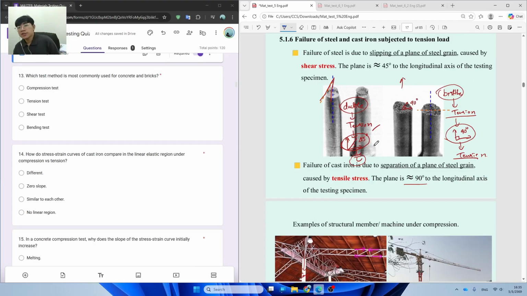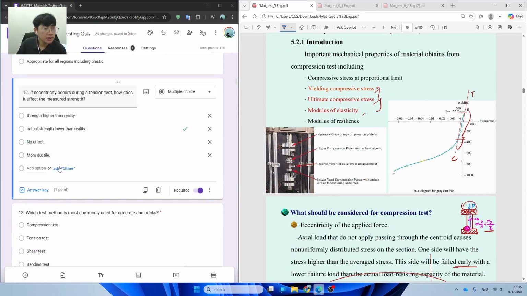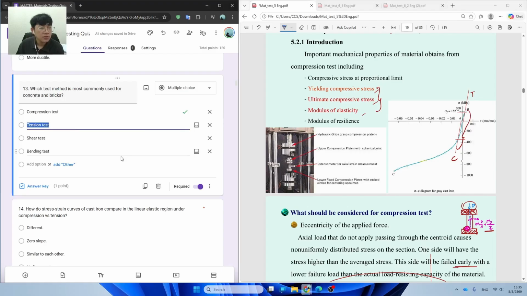Okay. The failure of steel and cast iron subject to tension load, we have two types of it. Ductile material subjected to tension is going to produce a 45-degree failure surface, and it is caused by the shear stress. And for brittle material such as cast iron subjected to tension, it's going to fail at 90 degrees, and it fails by the tension stress. Okay, some example. And then I forgot to answer this here.